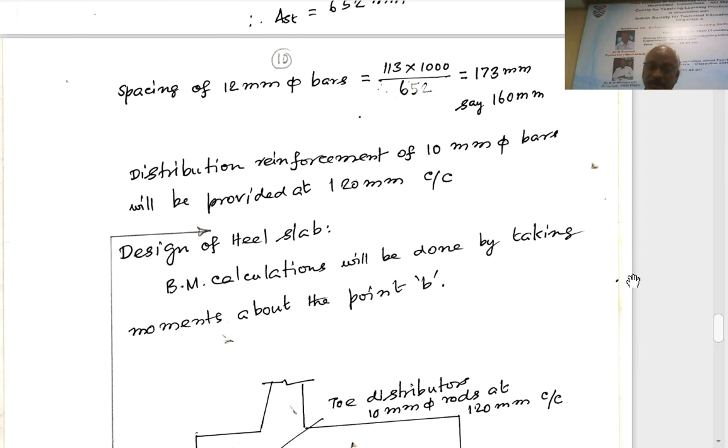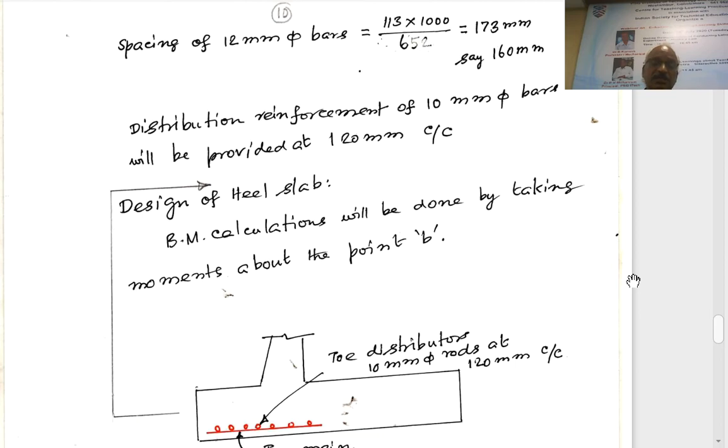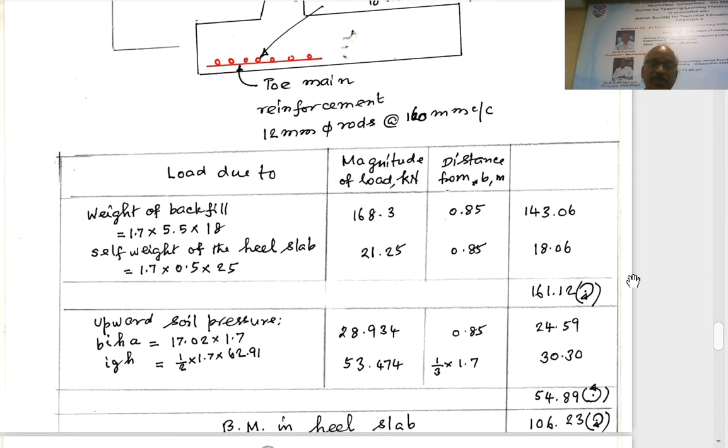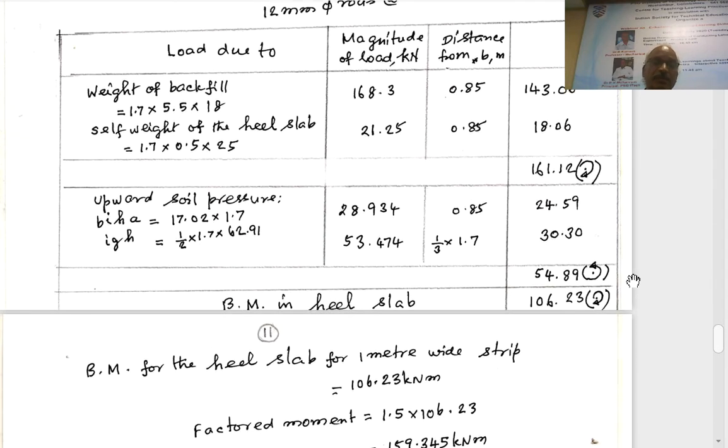For the heel slab, again we have to do the bending moment calculations. First we have to understand the figure, because these values are taken from the table. Just remember the terms, ABIH, IGH, etc. We will go to the figure. First we have to consider the backfill, self weight of heel slab, and the soil pressure IGH. We will refer to the figure once and come back. We are going to take moment about the point B.